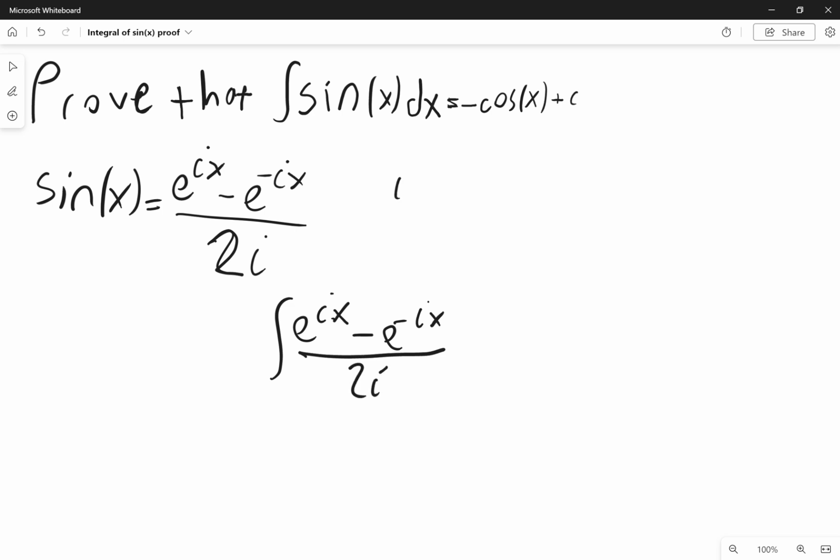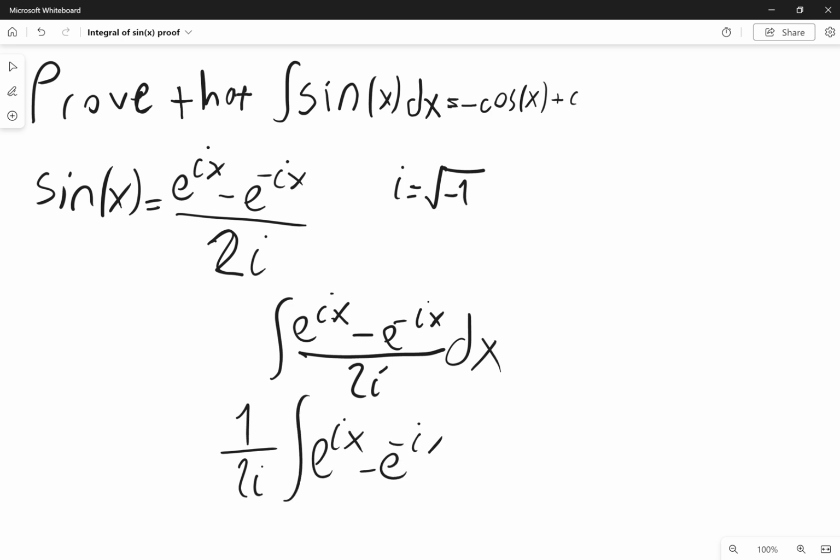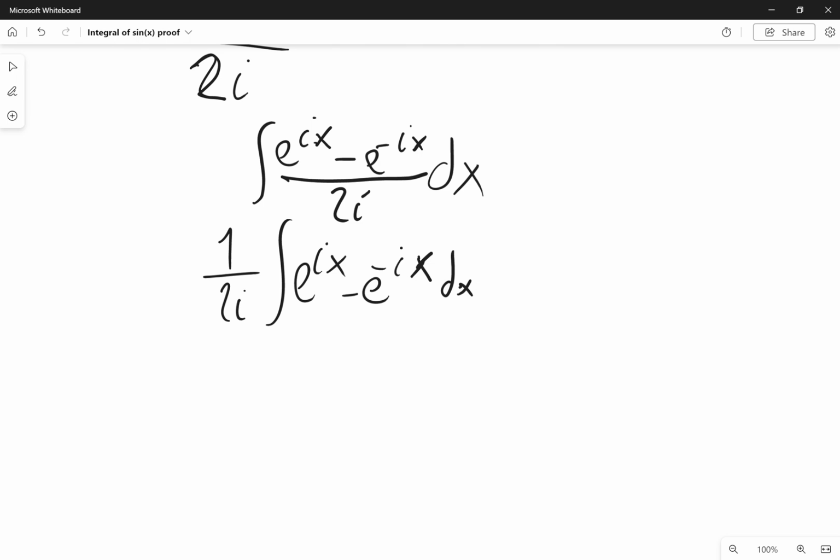Since we know that i is equal to the square root of negative 1, we know that 1 over 2i can be factored out of this as a constant. So let's just go ahead and do that real quickly. And we're left with this integrand. So how do we integrate this? Well, we can just use integration by inspection.